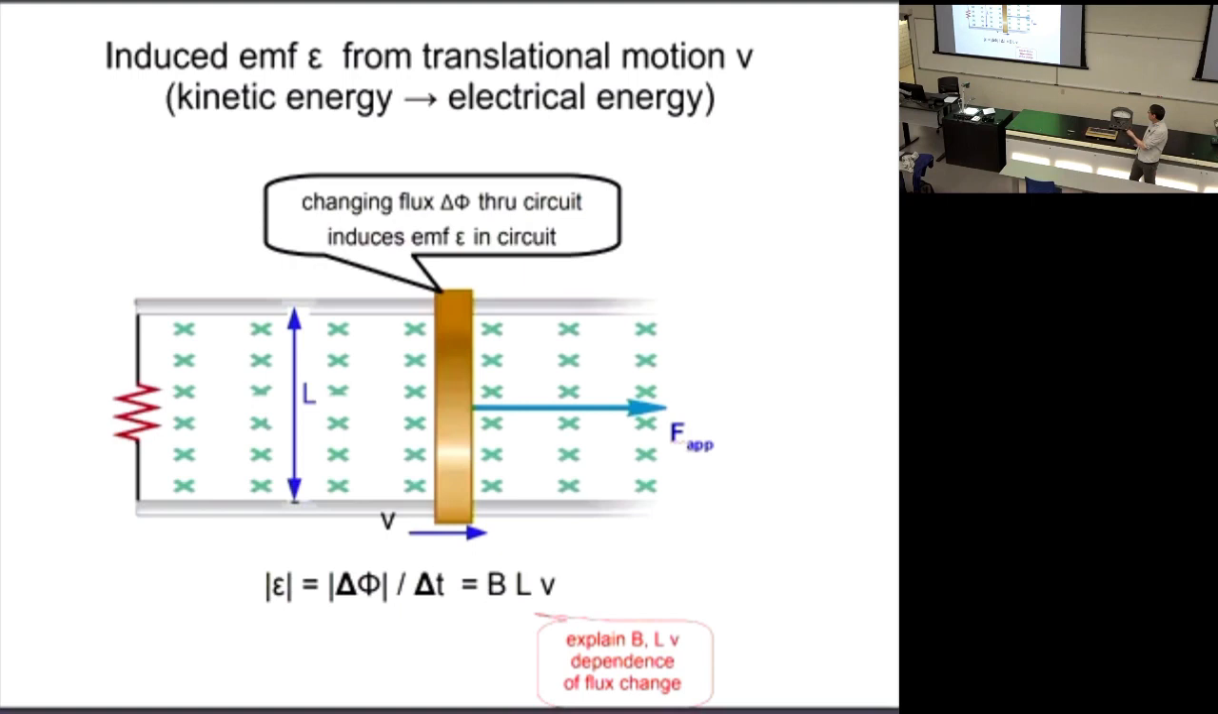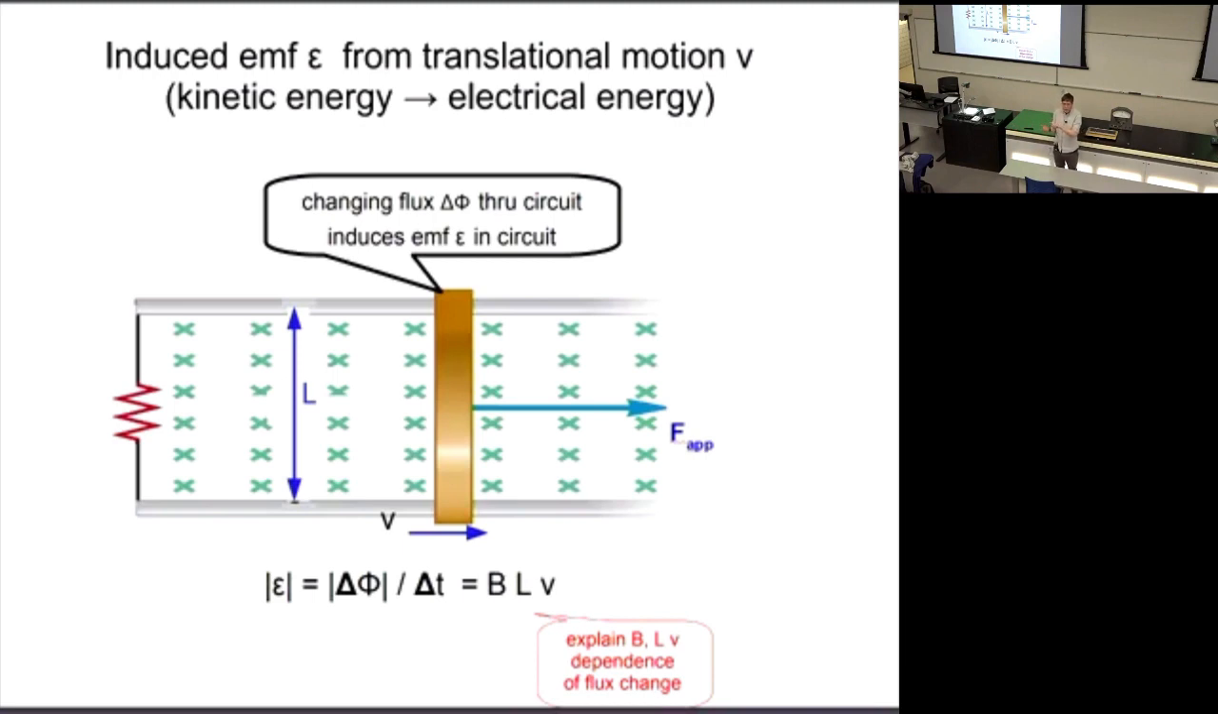It says that the induced EMF is the product of the magnetic field B, the length of the rod, which we denoted L here, and the speed at which you move the rod, denoted V here. So it depends on the product of these three things. Now, this has come out of a hat, like a rabbit out of a hat. But can I explain it? Yeah, I can explain it.